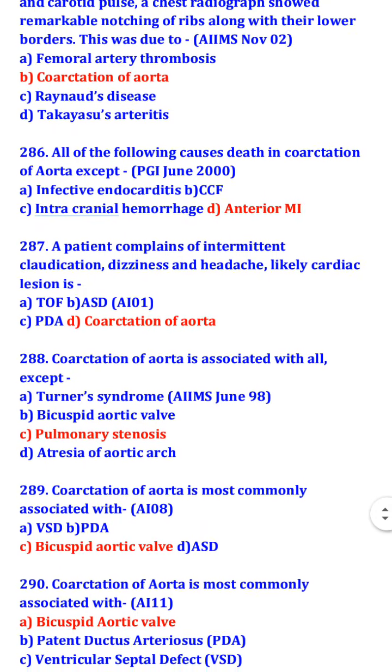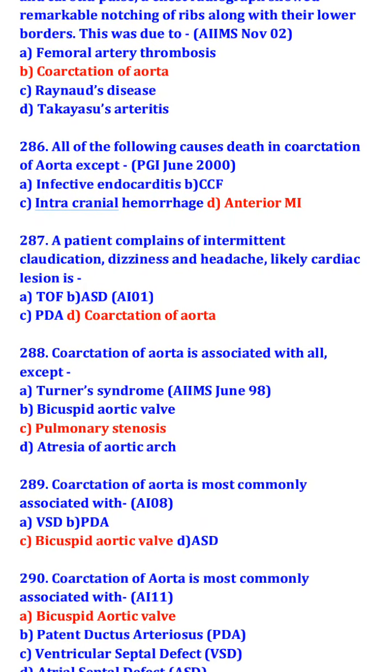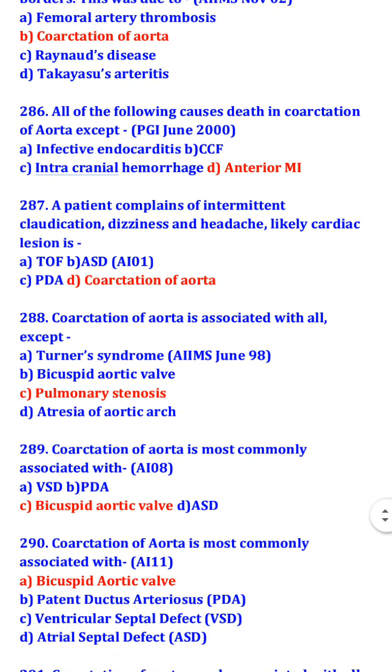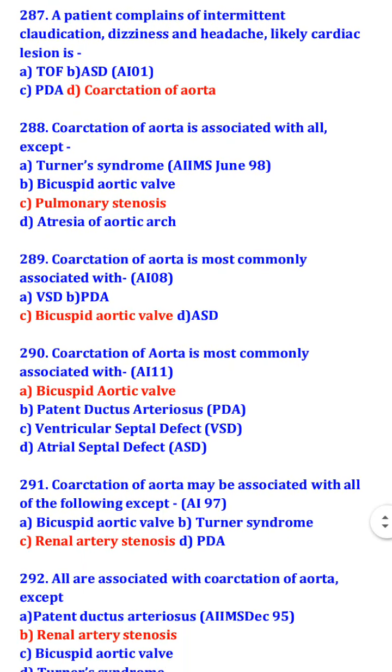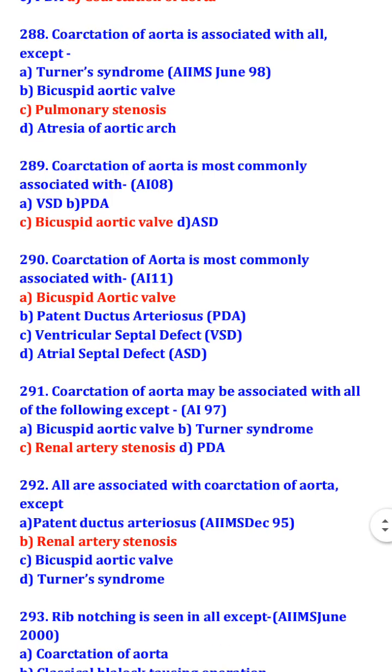A patient complains of intermittent claudication, dizziness, and headache. Likely cardiac lesion is coarctation of aorta. Coarctation of aorta is associated with all except pulmonary stenosis. It can be associated with Turner syndrome, bicuspid aortic valve, or atresia of aortic arch. Coarctation of aorta is most commonly associated with bicuspid aortic valve.